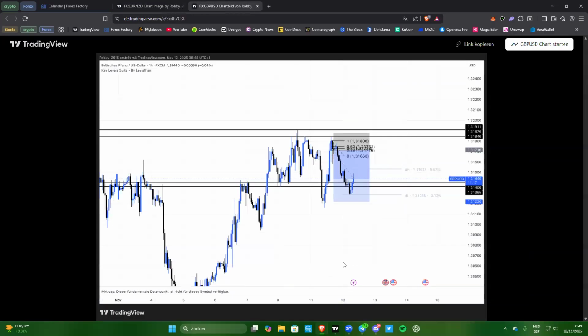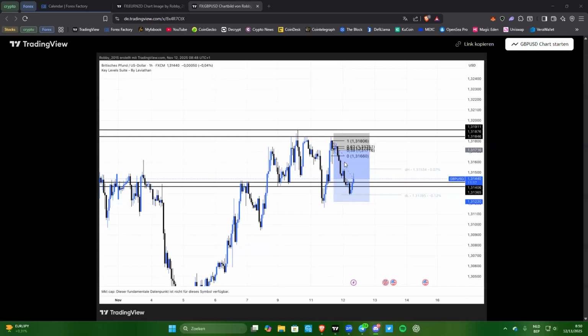GU. Beautiful one. I think I gave GU yesterday exactly the same way. No, I didn't. Beautiful, beautiful idea, by the way. Market breaks out, comes back for the retest, respects previous highs.